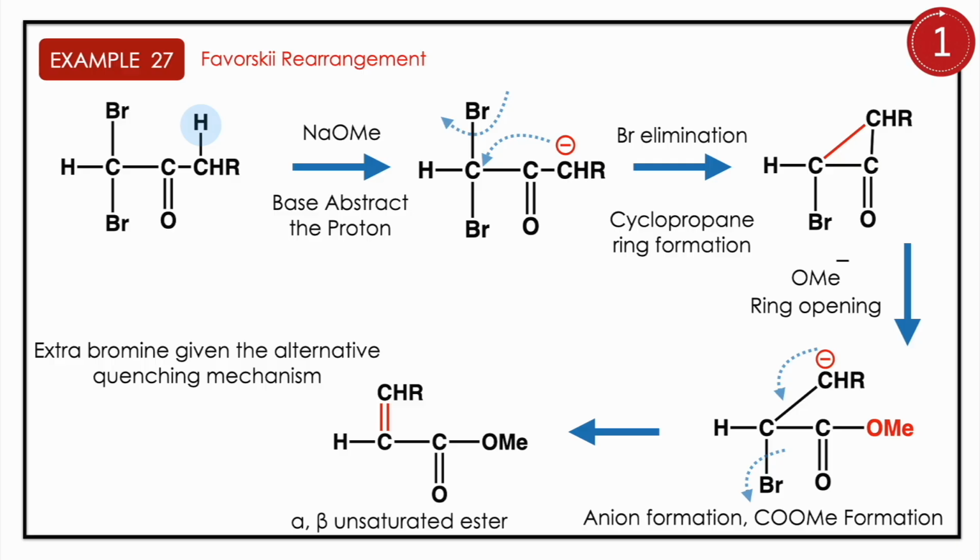The ring opens on the carbon side, not the bromine side, because of a better quenching pathway. The anion forms on the carbon. Bromine is a good leaving group, so it forms an alkene. So you end up with an alpha, beta unsaturated ester. The concept you have to learn here is that whenever you have a dihalogen in the system, it provides an alternative mechanism. You end up with an alpha, beta unsaturated ester.